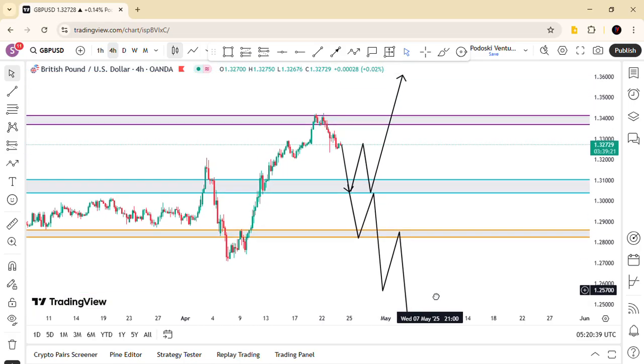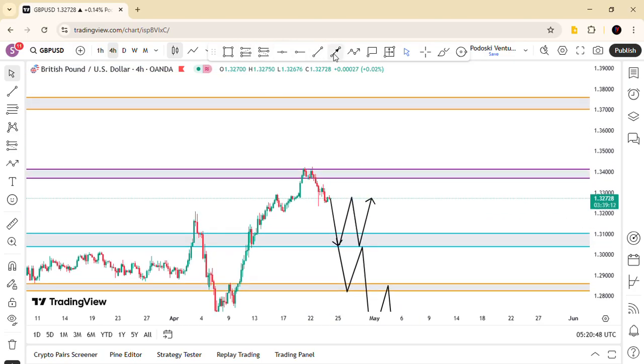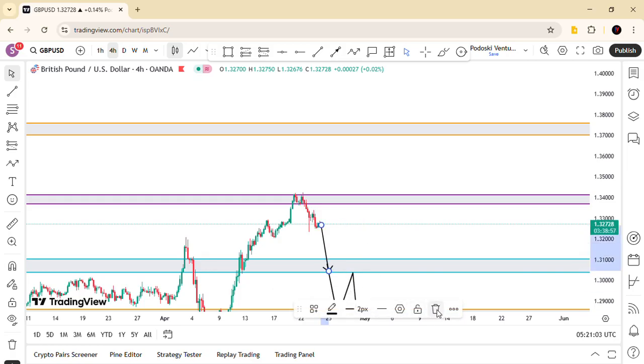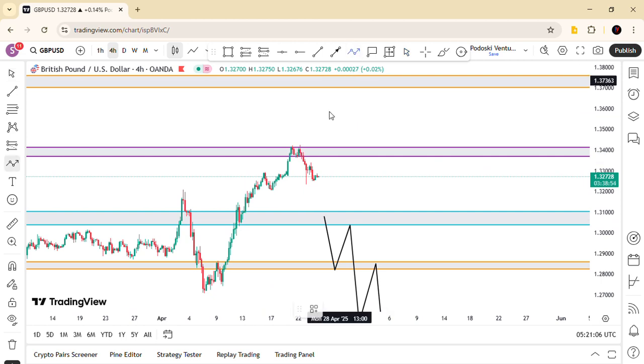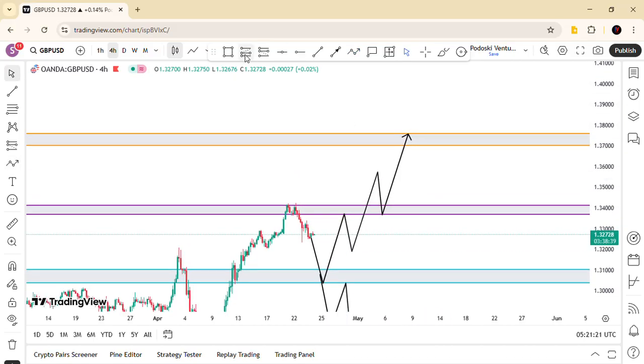So on GBP USD, if you are going to take a buy, let me clear this so that I can draw everything. Okay, so if price drops into this zone and it wants to go to the upside, let's say here, we are going to pick our buy from here.